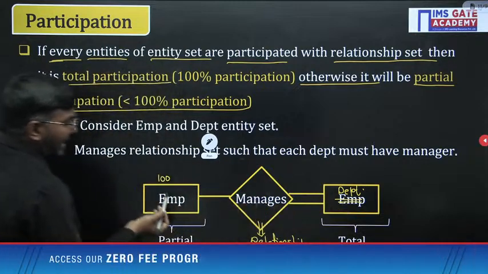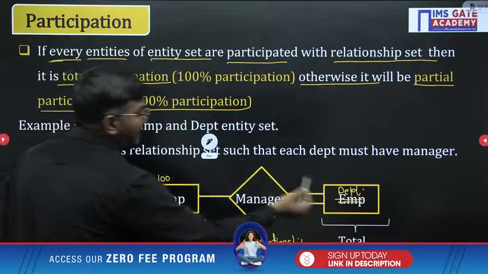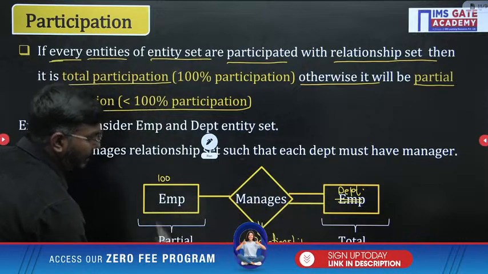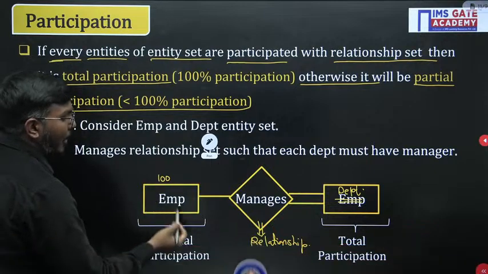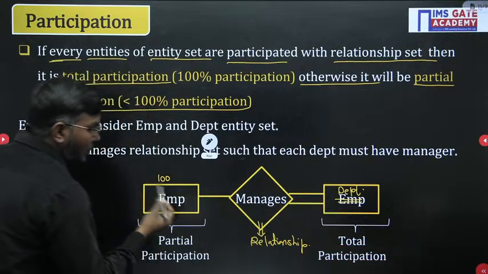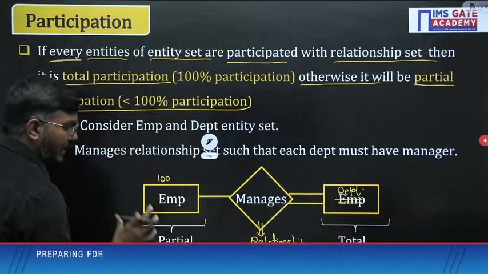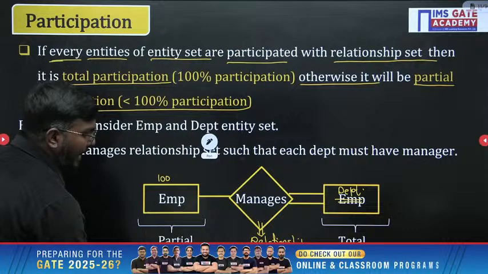Fine, maybe there are some employees who are not managing any department. Because of that, we can say that towards the employee side we are having a partial participation. Why? Because some of the employees are not managing any department, so those employees will not participate in the relationship set. Understood? So because of this, we can say towards the employee set we are having partial participation.